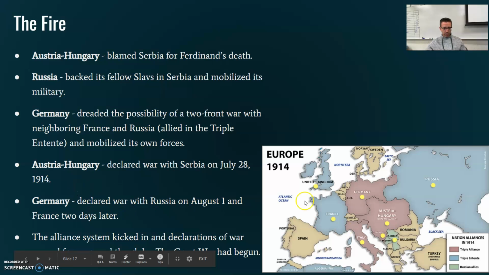Germany declared war on Russia just a couple days later, and then France declared war as well two days later. Then the alliance system kicked in, and basically these three were against France, Russia, and the United Kingdom. But it all started in Serbia with the assassination of Archduke Ferdinand. And so this started our Great War. And that's pretty much it.